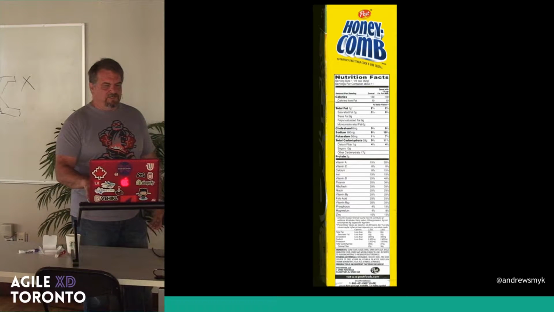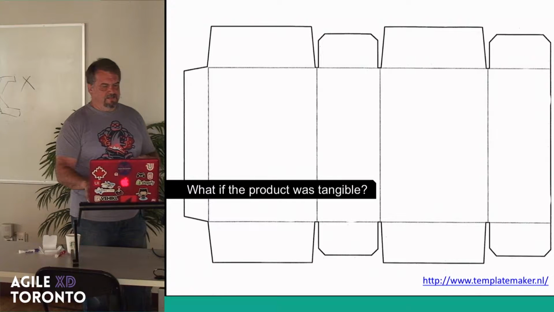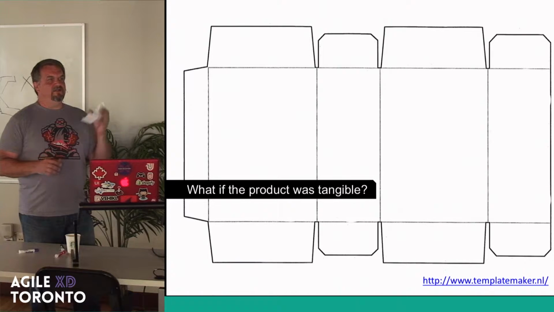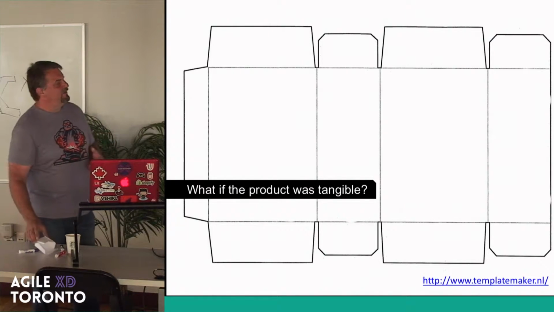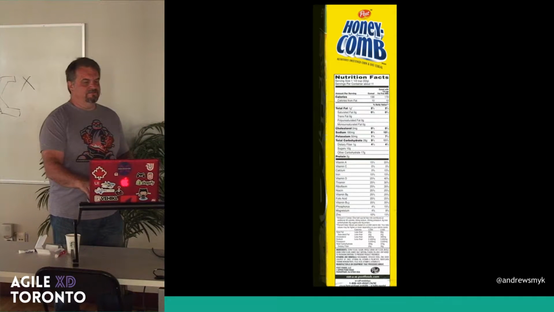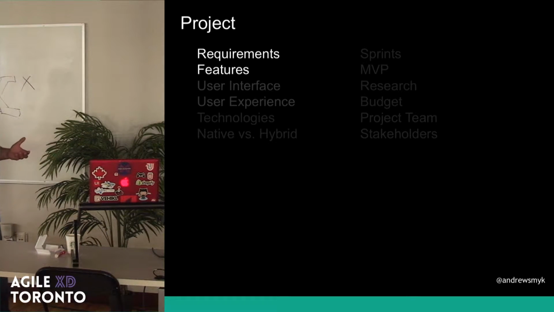So what we're trying to do is go back to this idea of, can we make this product a tangible product? And can we get the idea of what goes on the front, what goes on the back through the user? So what we're going to do is a little group think. We've got some requirements and some features. So we're going to build product X.